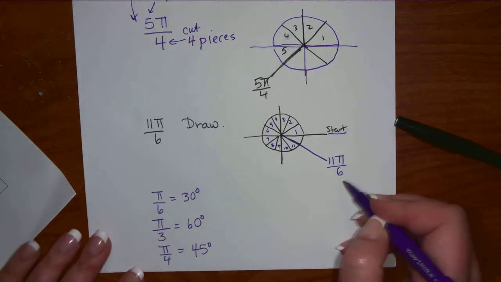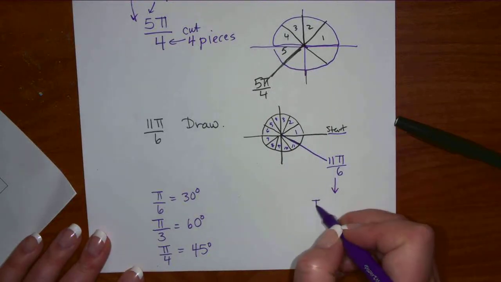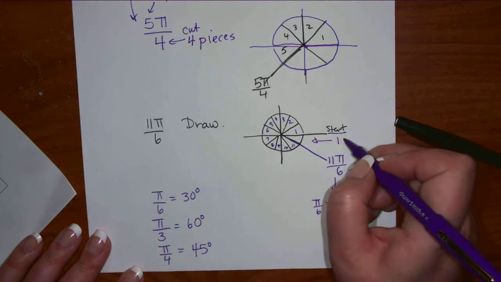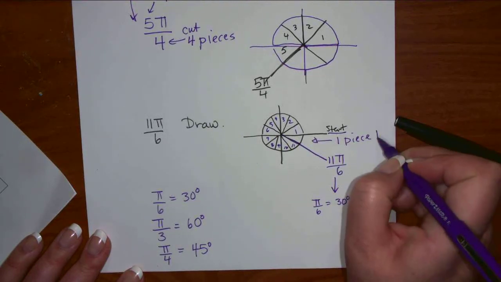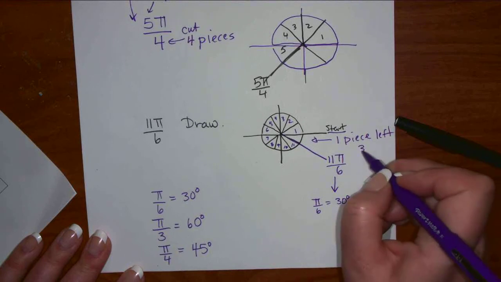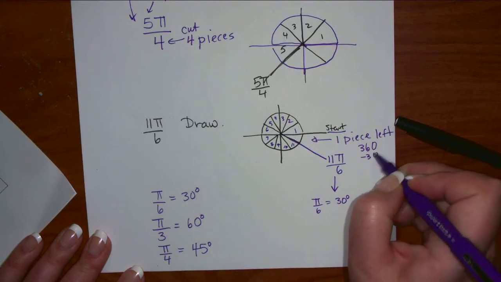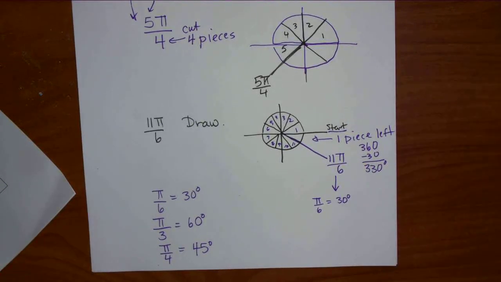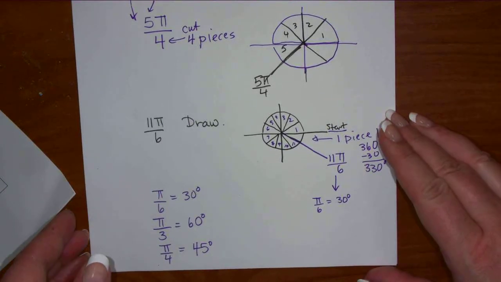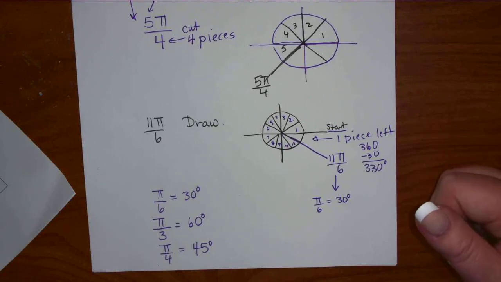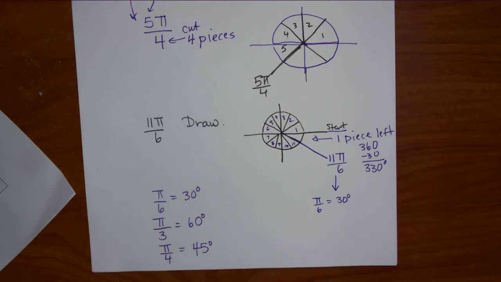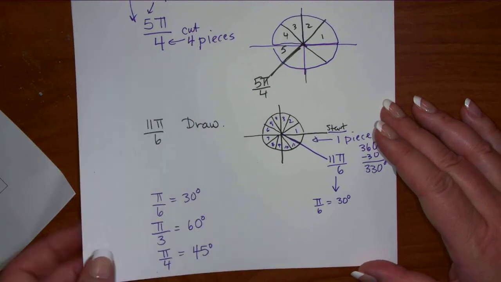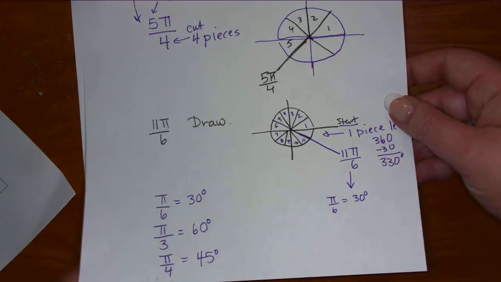Right, so what I said was pi over 6 is 30 degrees, and we have one piece left in here. So that would be 360 minus that one piece, so it would be 330 degrees. So it's just a different way to figure out what it is to convert back and forth. If you're given the radians, you can always draw it. You could do the same with drawing the degrees and then figuring it out from there. Okay.